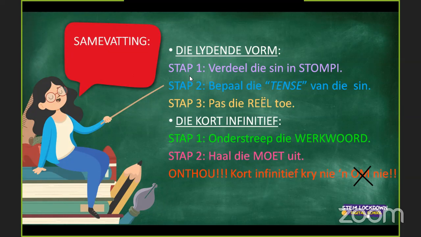En baie belangrik. Onthou, die kort infinitief kry nie om nie. You see, I've crossed it out. You do not get an om at all. Okay, and then the other thing that we did have a look at was you have to remember that onderwerp is your subject, not your object. Jou onderwerp is your subject.